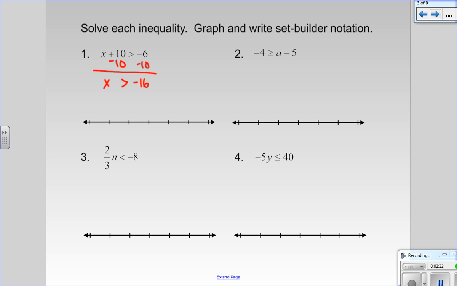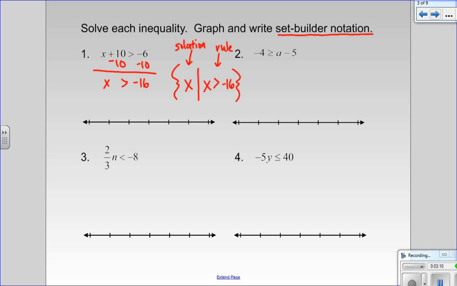Now, we up here say that we need to write in set builder notation. There's special notation that we use for how to write the solutions to inequalities. And the notation that we use is this. We use our braces, just like we would with our solutions to equations, and we say that our solution is x such that, and that's what that line means, such that x is less than -16. So this is our solution, and this is the rule. Our solution is any value of x as long as x is less than -16.